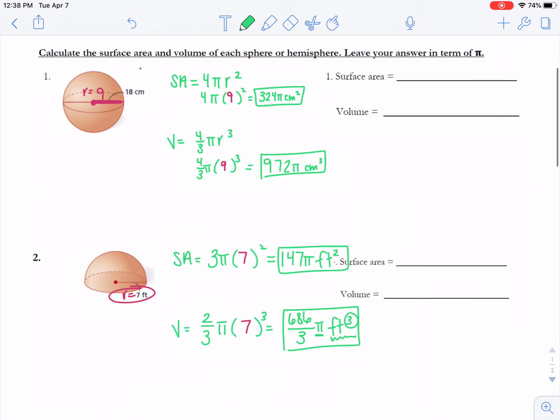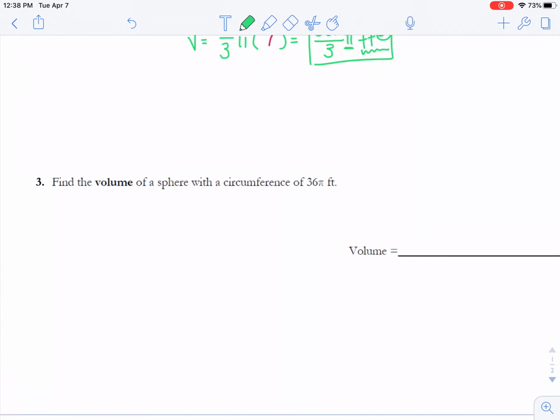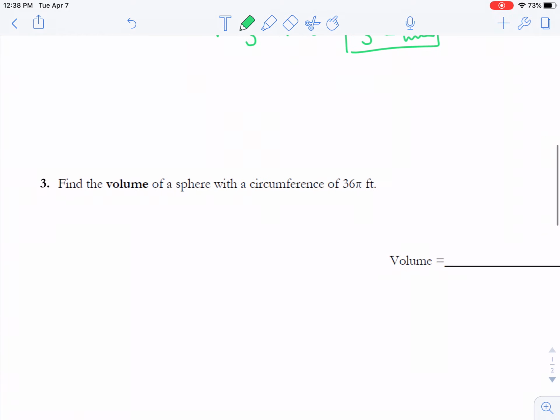Okay, so we have surface area and volume of sphere and hemisphere, and now we just have a problem where we have to solve it where instead of being given a diagram with the radius or the diameter, now we're given that the circumference of our sphere is 36 pi. That means the circumference of the great circle. So if you have a sphere, the great circle goes right through the center of it.